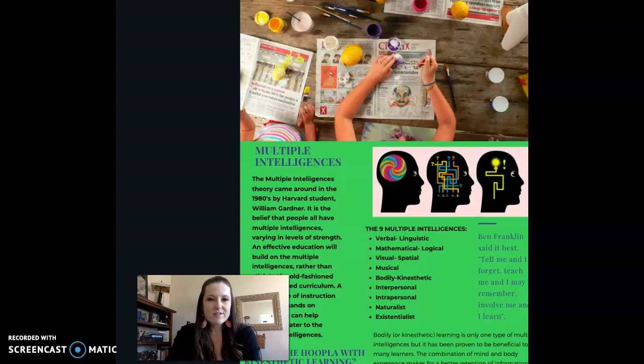With Dr. Gardner's multiple intelligence theory, he believed that what our brains can do should not be measured solely by an IQ test. He believed that there were 8 different types of intelligences, and I believe now 9. I think they've added existentialism as one of them. He believed that everybody in their own way has a little bit of every intelligence, but different levels.